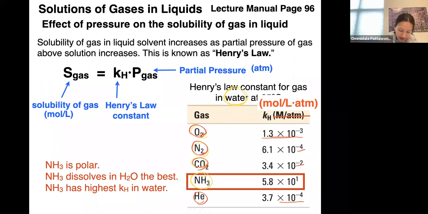But ammonia shares the same polarity as water. Therefore, ammonia is able to dissolve best in water, and you observe a very high value of Henry's law constant. The takeaway message is that if you see a substance that has the same polarity as water, they share the same type of interaction, the same type of IMF. Therefore, they are able to dissolve well, and that causes the Henry's law constant to also be a high value.